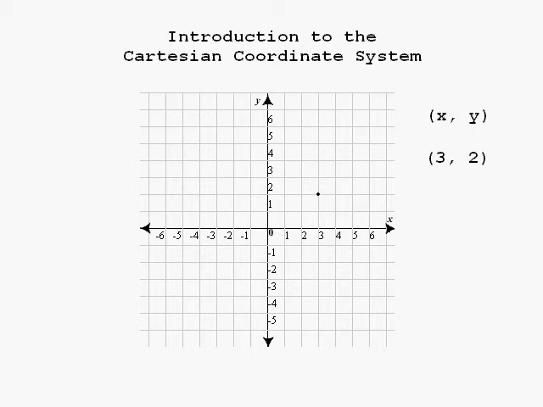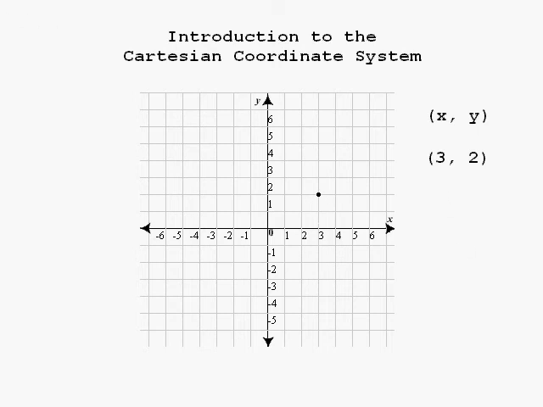I guess I should use a bigger one. So we go where the x is 3 here, and the y is 2 here. You see, you count up 1, 2 for the y, and 1, 2, 3 for the x, and we have a dot.